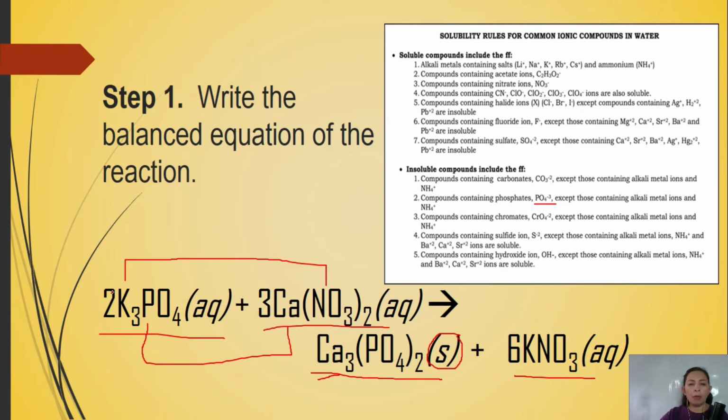So in writing the molecular equation, by the way, you always balance the equation. So we balance the equation by writing 2 in the potassium phosphate, 3 in calcium nitrate, and 6 in potassium nitrate. I know you already mastered how to write chemical formulas and balance chemical equations. And so therefore, this is an example of a precipitation reaction because of the formation of a solid precipitate.